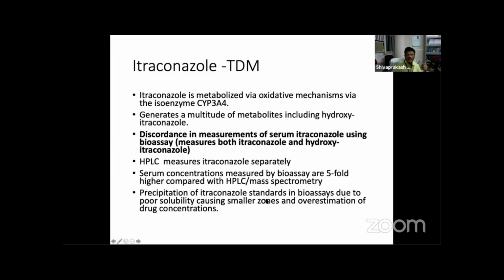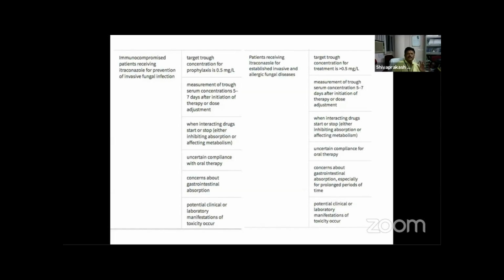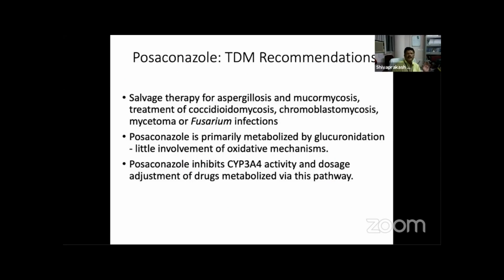Again, precipitation of itraconazole standards occurs in the bioassay due to the poor solubility of itraconazole, and that also will give you an overestimation of the drug concentration. So for itraconazole, the drug concentration should be more than 5 microgram per ml, and you could do it 5 to 7 days after the initiation of therapy or dose adjustment, both for prophylaxis as well as when you use it for treatment.